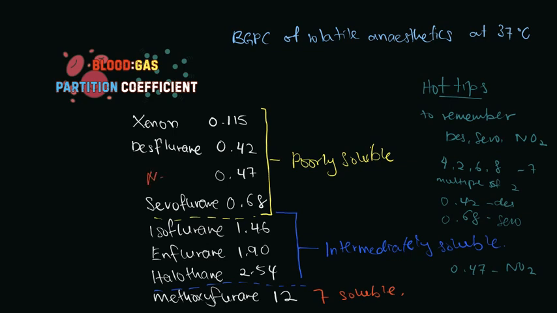And my mistake, I'm terribly sorry, nitrous oxide is N2O and not NO2. Let me make the necessary corrections. So there you have it, blood gas partition coefficient.